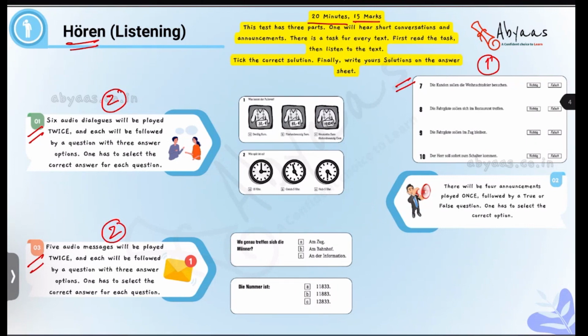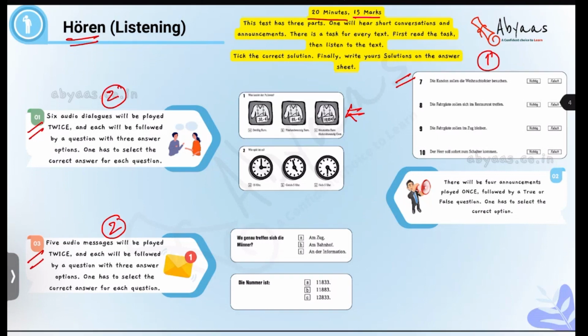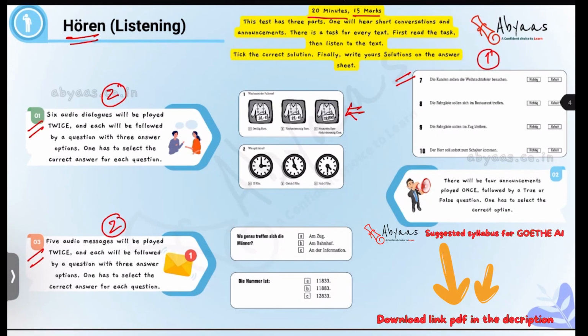Part 1 consists of 6 dialogues, which will be played twice, and each will be followed by a question with 3 options. So the student has to select the right option from this multiple choice. To confuse a student, they mention all 3 options in the audio, so you have to listen properly and choose the right answer. So you'll have 6 short dialogues in part 1, which they play twice.